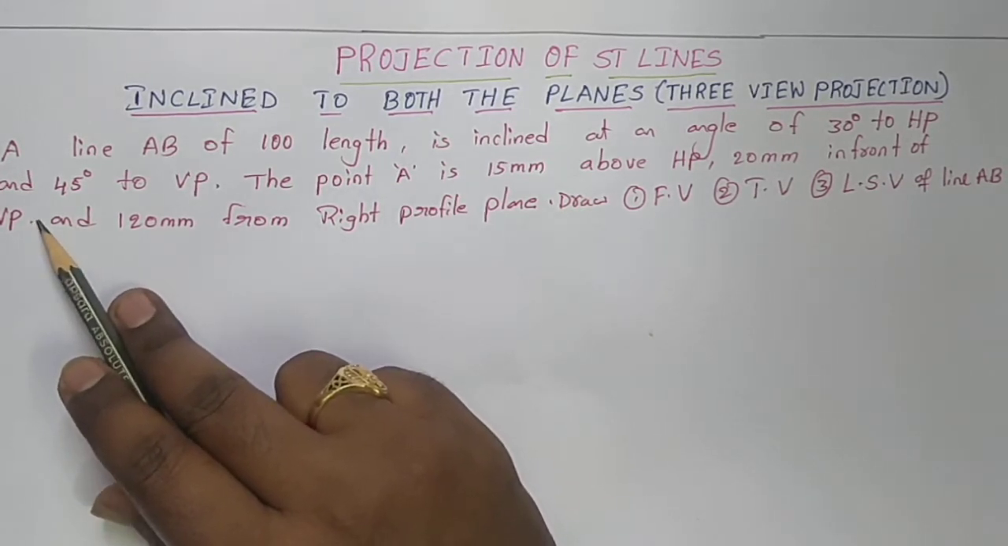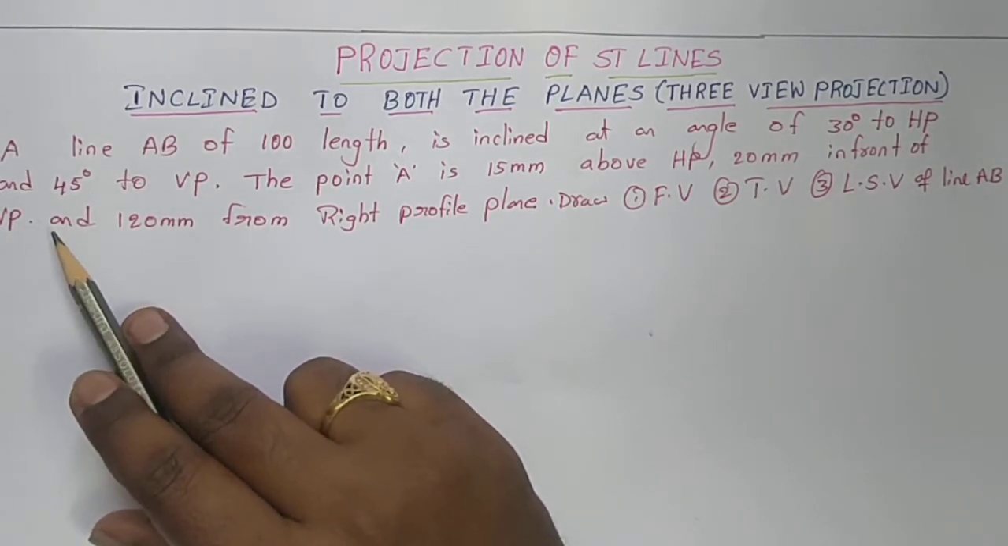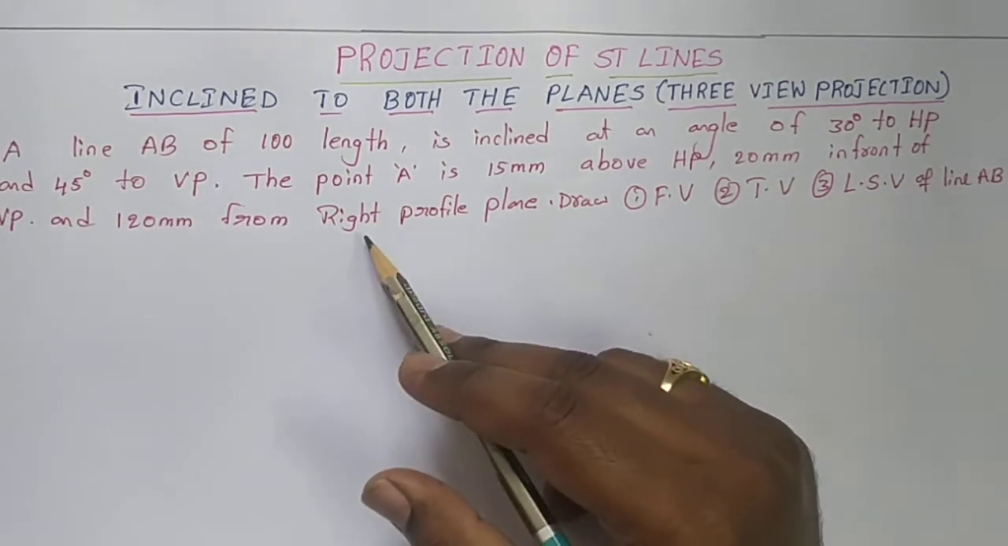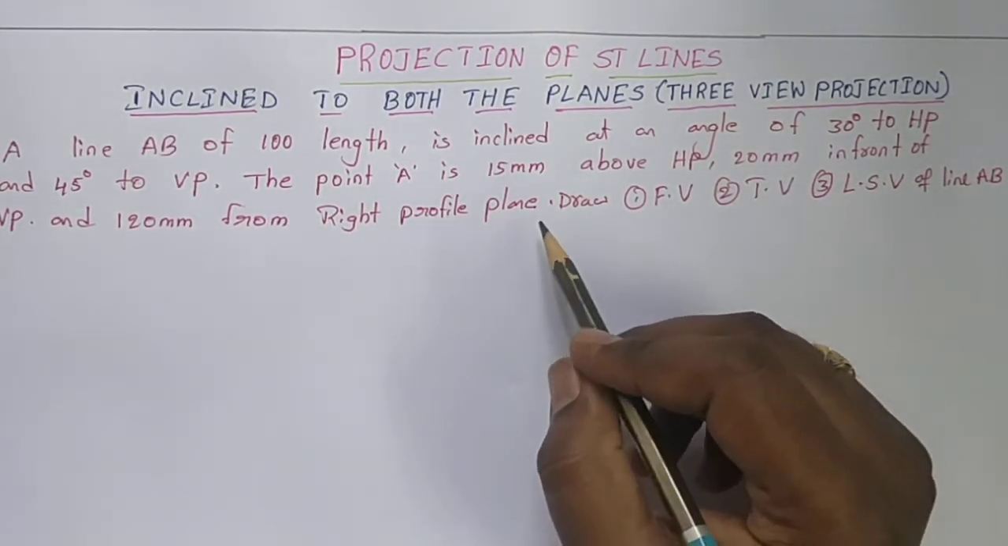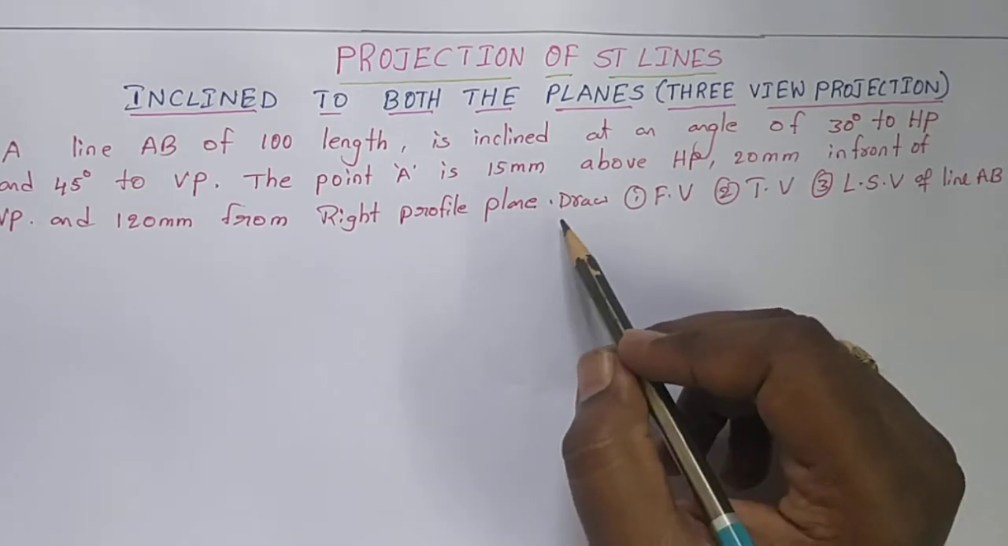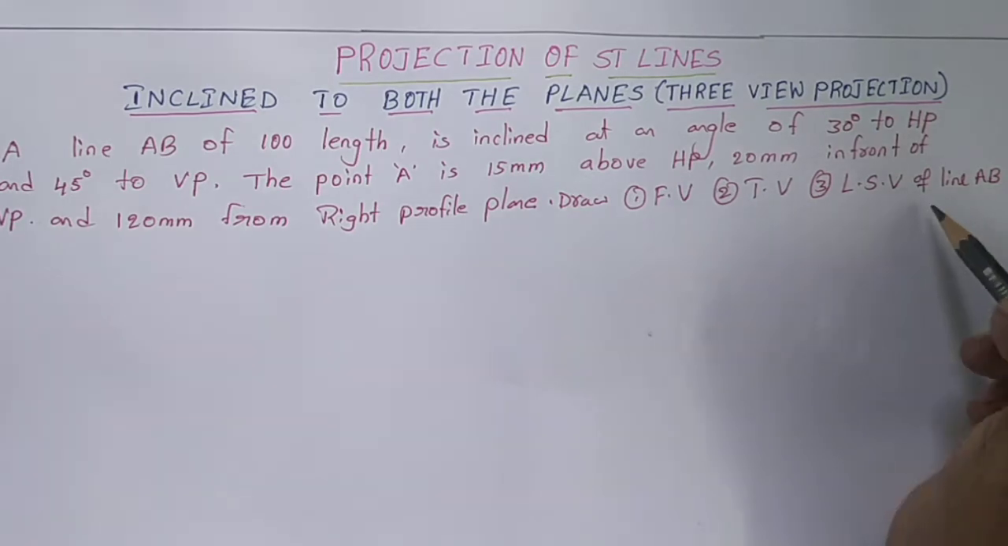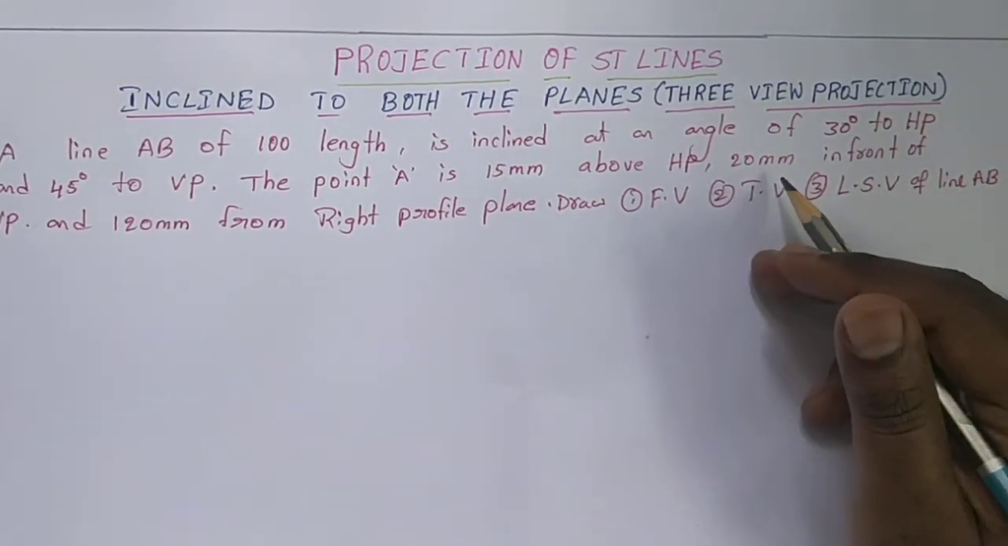Up to now, the same procedure whatever you used in the previous case, the same procedure we will use, but in this problem one more data is added, that is 120 mm from the right side profile plane. Based on this, we need to draw the front view, top view and left side view of the line.